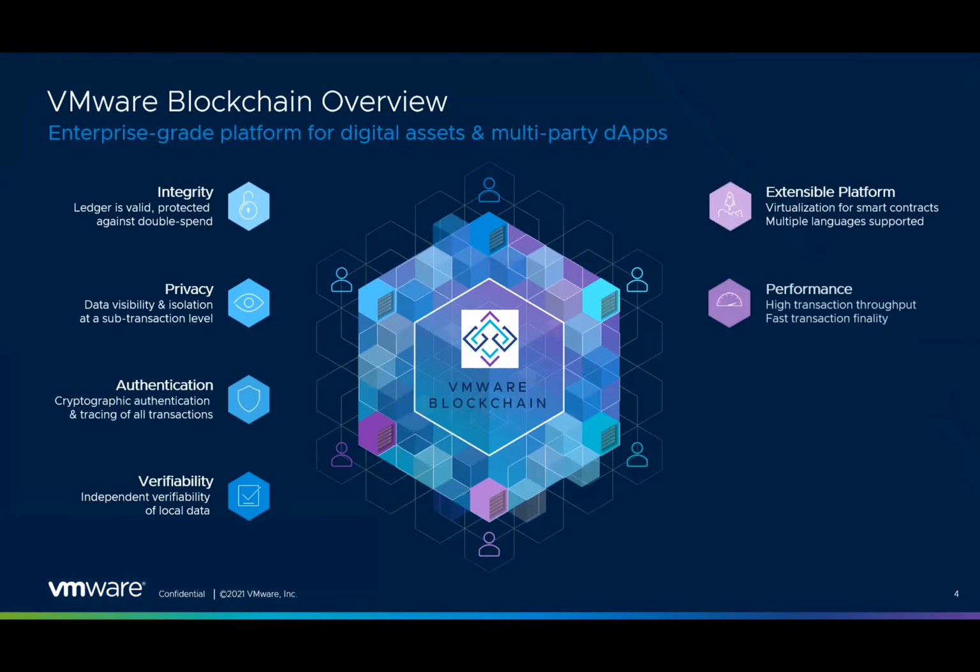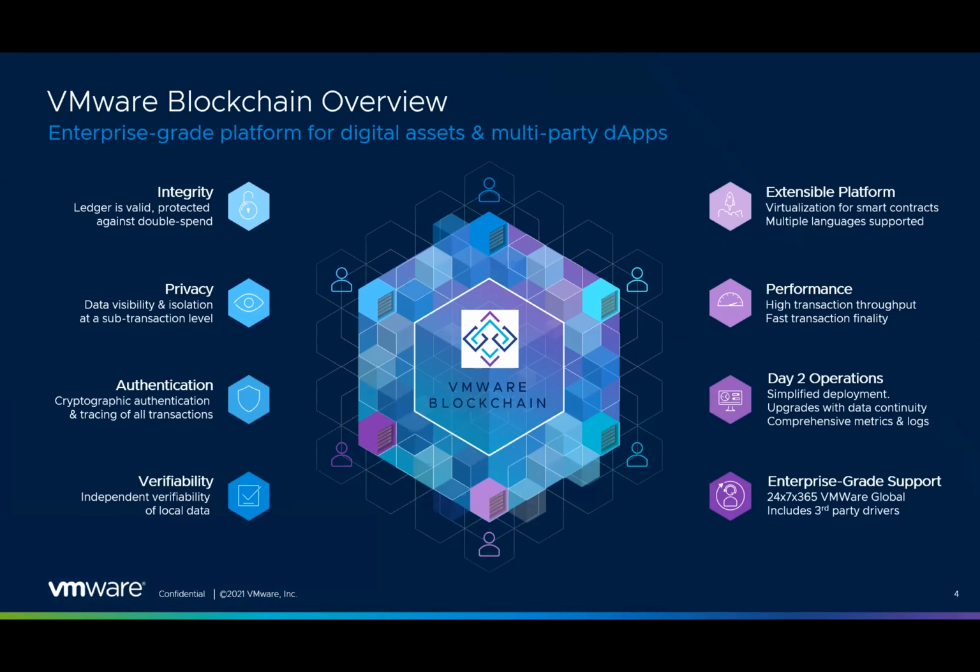So to summarize, what VMware Blockchain brings you is innovation and robustness through various key capabilities: integrity, privacy, authentication, verifiability, performance, and extensible platforms, data operations, and enterprise-grade support. Let's take a deeper dive into the architecture, which enables delivering these key capabilities.